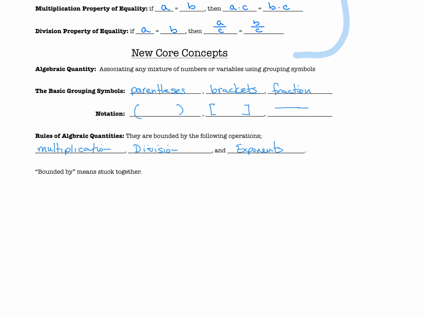I'm going to hit this again: parentheses, brackets, fractions are bound by multiplication, division, and exponents. For us, we are going to be dealing with just the first two in this video, which are multiplication and division. If groups are bound by multiplication and division, then how on earth do I get the multiplication to go away? How do I get the division to go away? That is what this video is going to do. We're going to talk about how we do that.